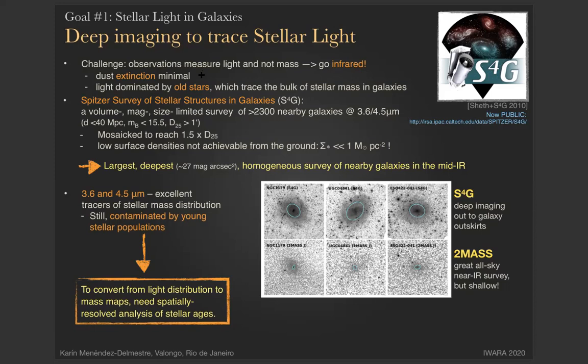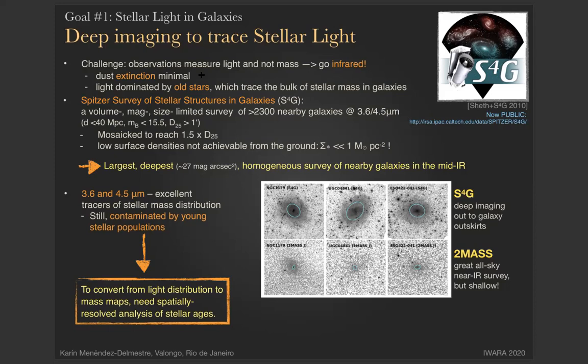But also the infrared light is dominated by old stars. And here I'm talking about the near infrared and part of the mid infrared. So old stars may actually be less massive, but they're more numerous. So they really do trace the bulk of stellar mass in galaxies.